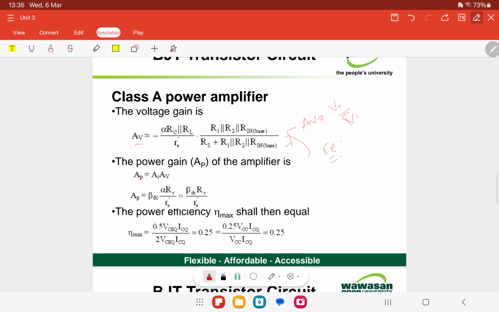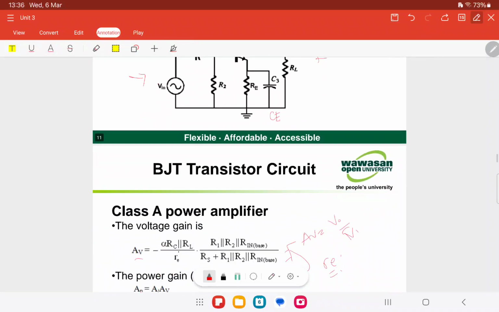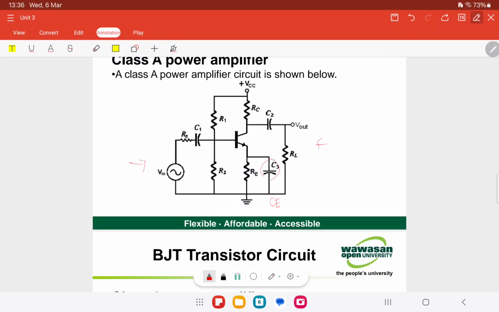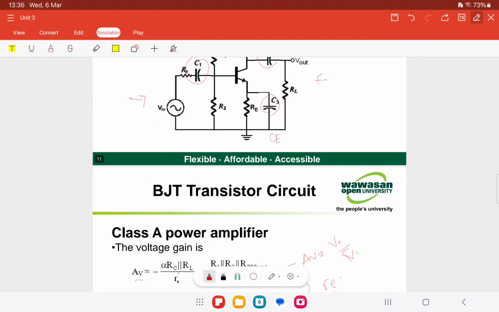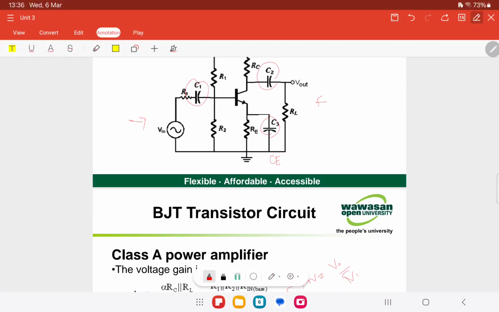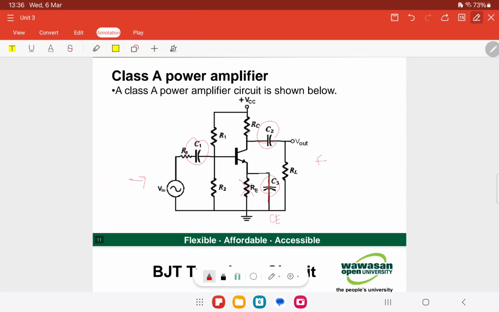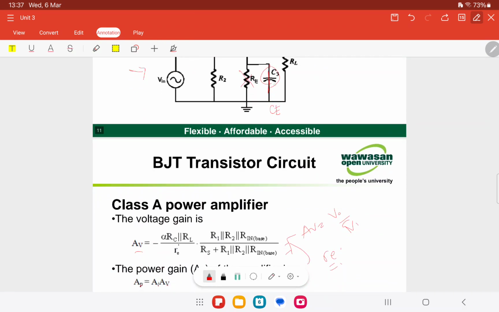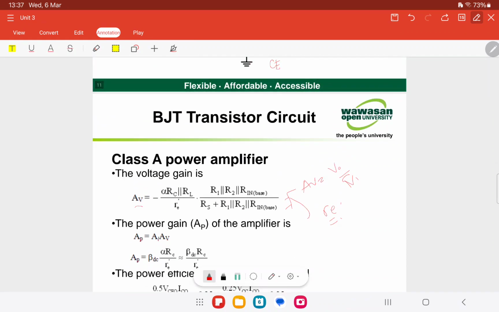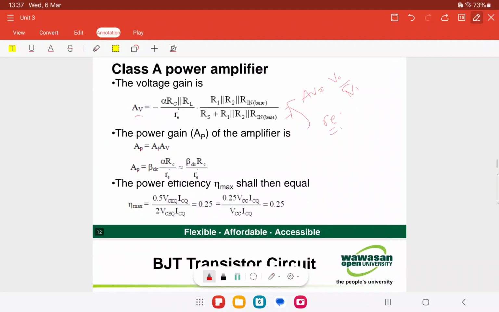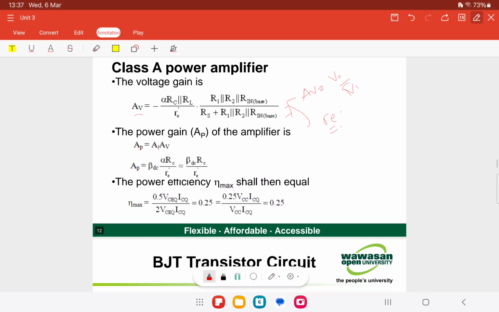And remember, for the AC equivalent circuit, the capacitor must be short circuit. So it is a bypass capacitor here, so there is no RE. The same goes here, it is short circuit, that is the bypass capacitor C3. And for power gain, AP is equal to AI times AV.